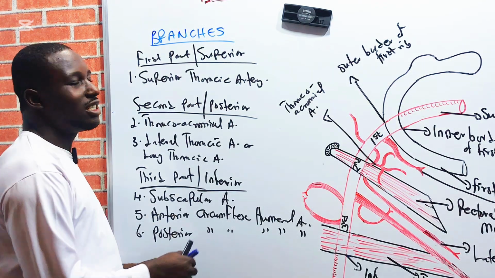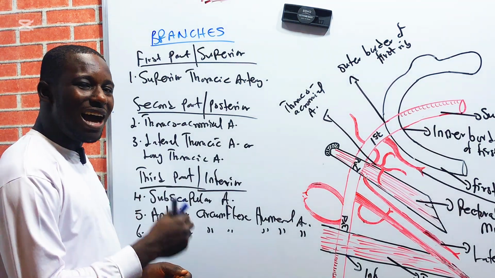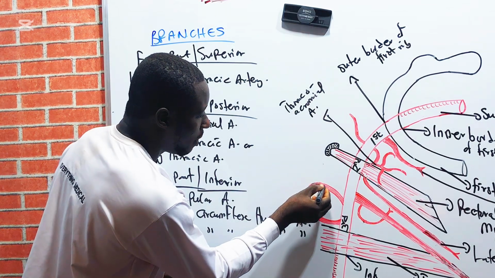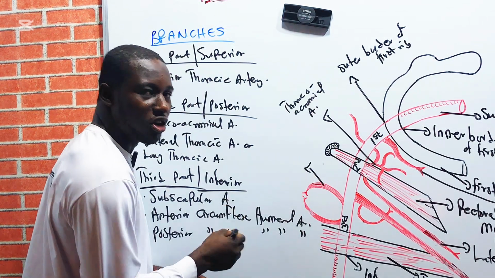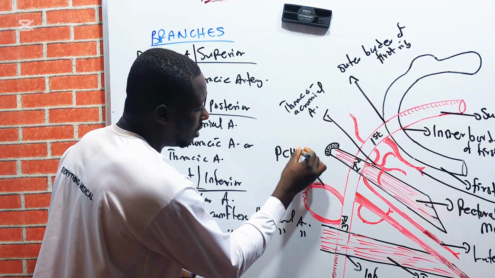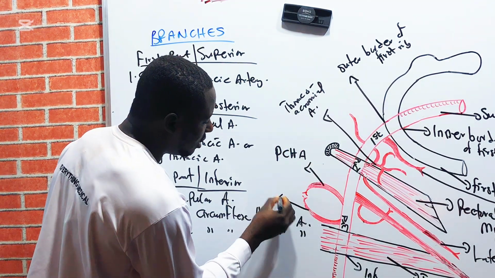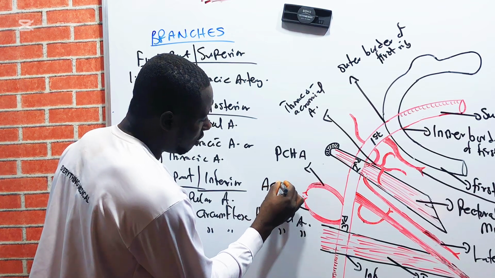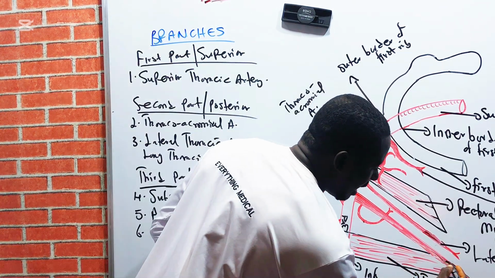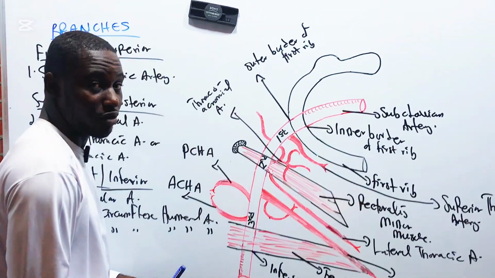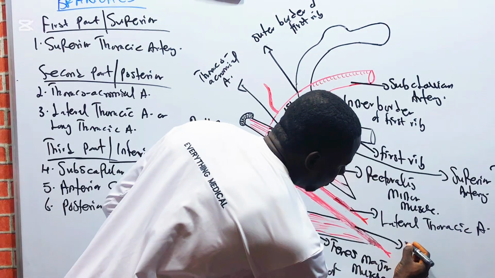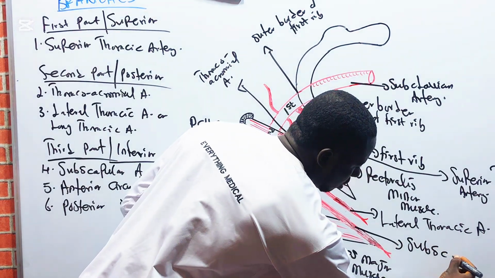So these are the branches of the what? Axillary artery. Okay, now look at the third part here. This indicates the posterior circumflex humeral artery, and this indicates the anterior circumflex humeral artery. This is the largest branch of the axillary artery from the third part. It is called the subscapular artery.